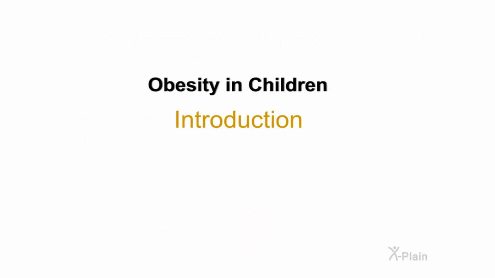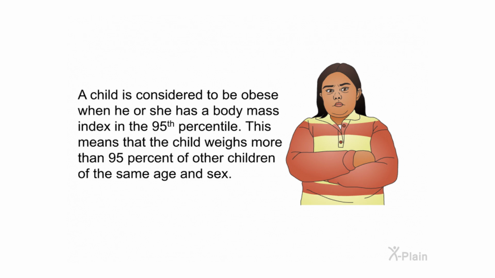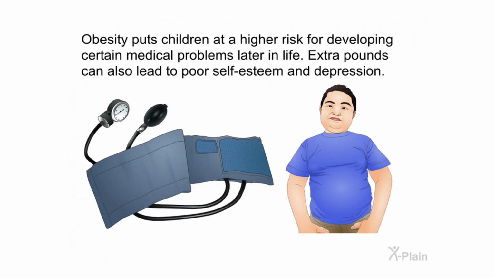Obesity in children. Introduction. A child is considered to be obese when he or she has a body mass index in the 95th percentile. This means that the child weighs more than 95% of other children of the same age and sex. Obesity puts children at a higher risk for developing certain medical problems later in life. Extra pounds can also lead to poor self-esteem and depression.